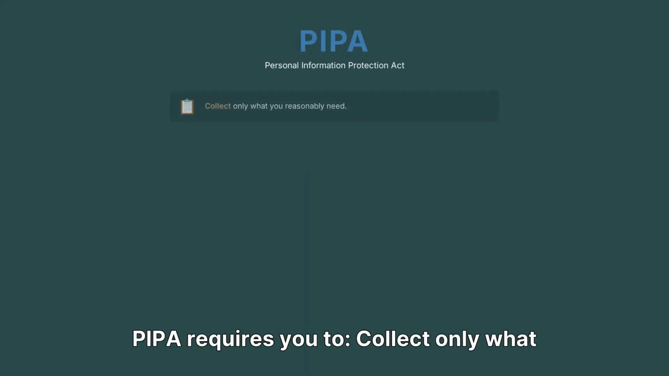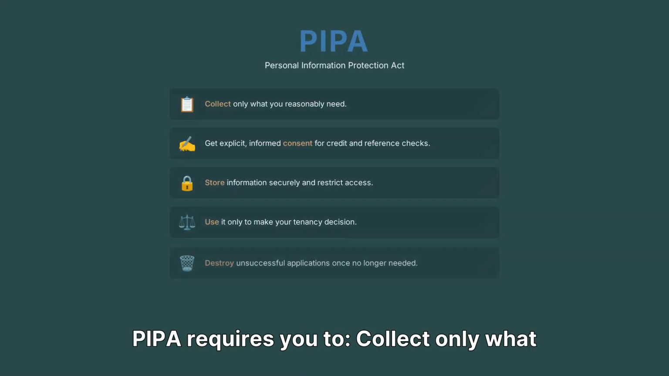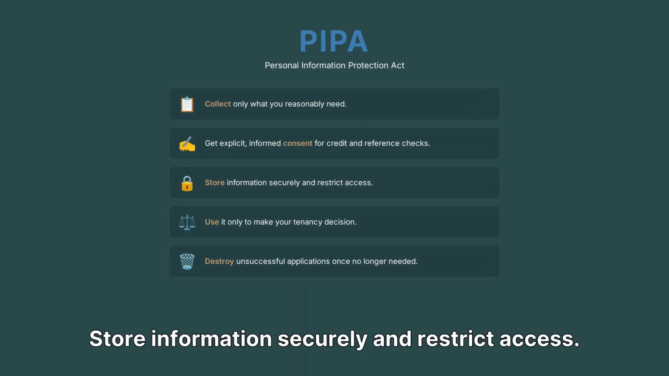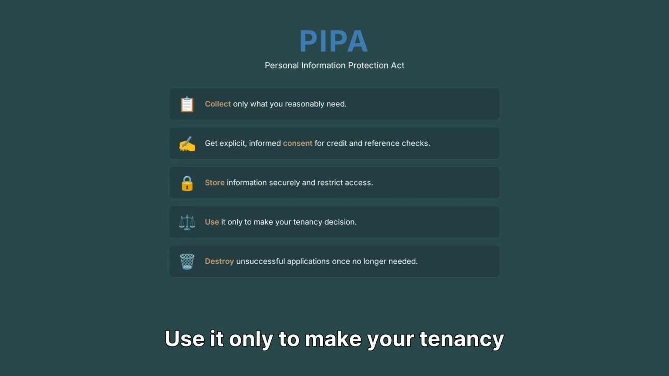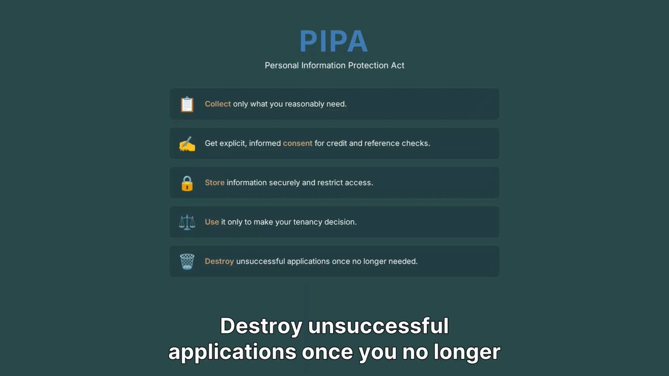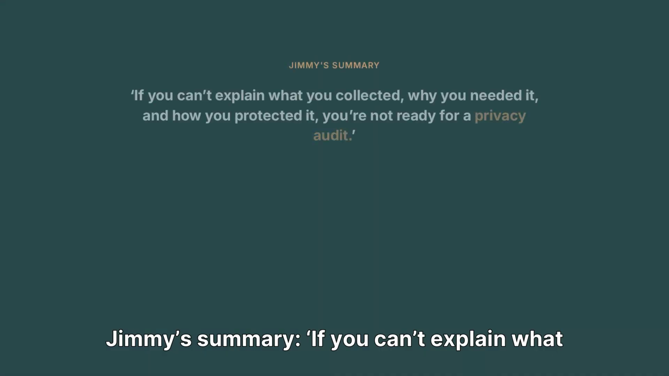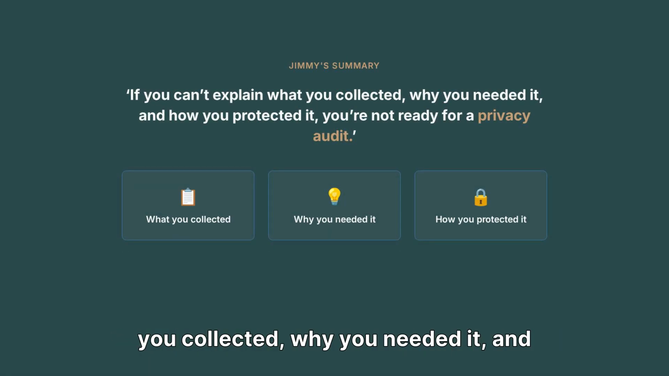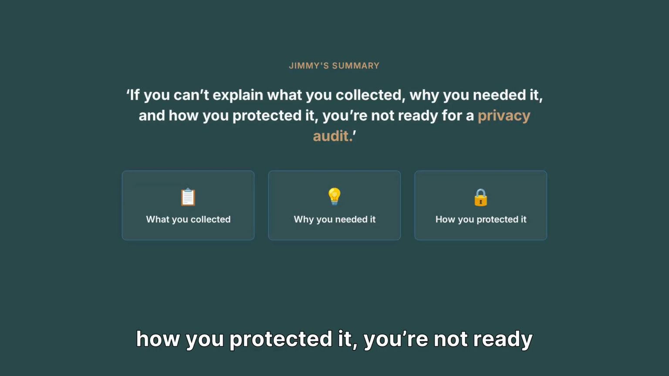PIPA: PIPA requires you to collect only what you reasonably need, get explicit, informed consent for credit checks and reference checks, store information securely and restrict access, use it only to make your tenancy decision, destroy unsuccessful applications once you no longer need them. Jimmy's summary: If you can't explain what you collected, why you needed it, and how you protected it, you're not ready for a privacy audit.